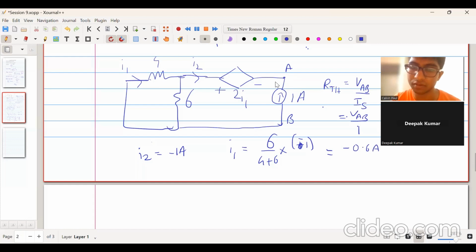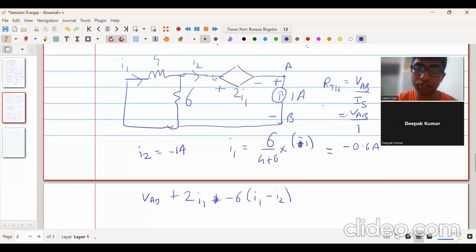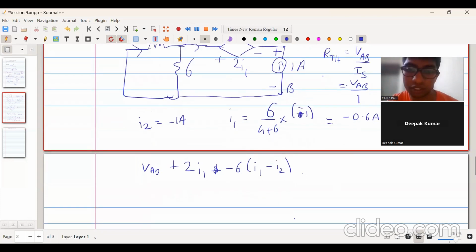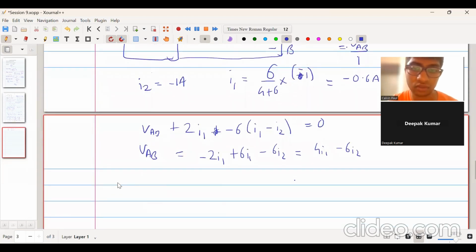Now, we will find the voltage VAB. This voltage VAB will be given by plus minus VAB is equal to VAB plus 2I1, and it will flow like this. Plus, no, it'll be minus 6 into I1 minus I2. So I2 is minus 1, I1 is minus 0.6. This will be equal to 0. We get VAB is equal to minus 2I1 plus 6I1 minus 6I2, which is equal to 4I1 minus 6I2. Also, VAB will be equal to 4 into minus 0.6 minus 6 into I2, which gives minus 0.4.